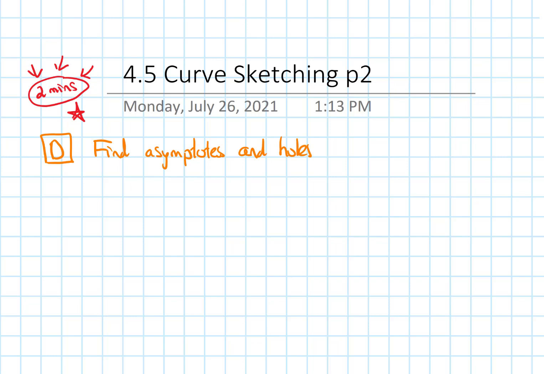Hopefully you paused it and tried it. Let's talk about it. Remember, our function was x over 4 minus x squared, which I can factor as x over, the bottom is a difference of squares, it'll factor as 2 minus x times 2 plus x.